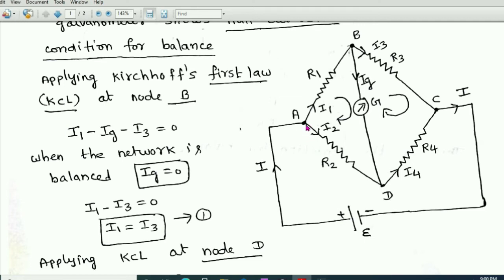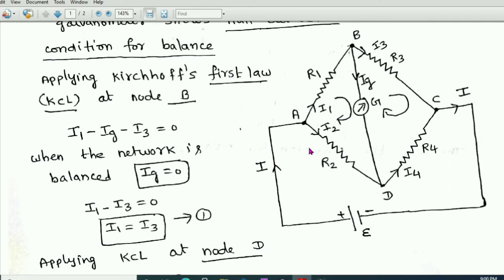Here I am taking a closed loop. I have shown here also the closed loop. A, B, D, A is the closed loop. So for the closed loop we are moving from A to B, again from B to D, from D to A. Then we will get the closed loop. So let us move one by one, step by step, and then apply Kirchhoff's voltage law.